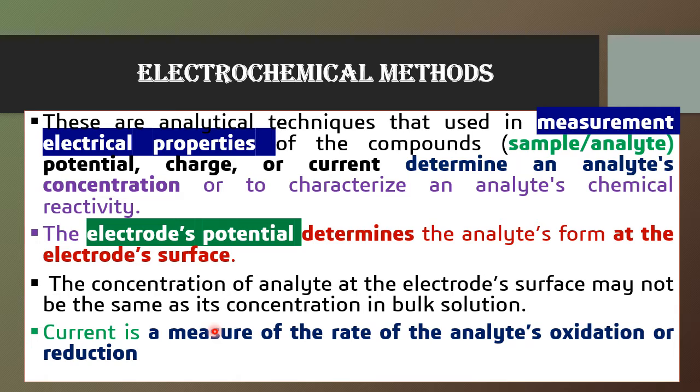Current is basically the measurement of the flow of electrical charges. So we can also say that it is a measure of the rate of analyte oxidation or reduction, meaning when the sample or analyte undergoes the chemical reaction in the electrochemical cell, that is usually an oxidation-reduction reaction, it can cause current to flow inside the electrochemical cell.